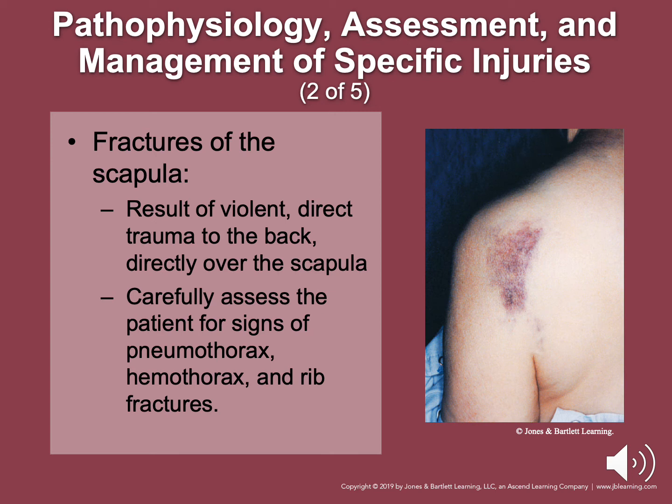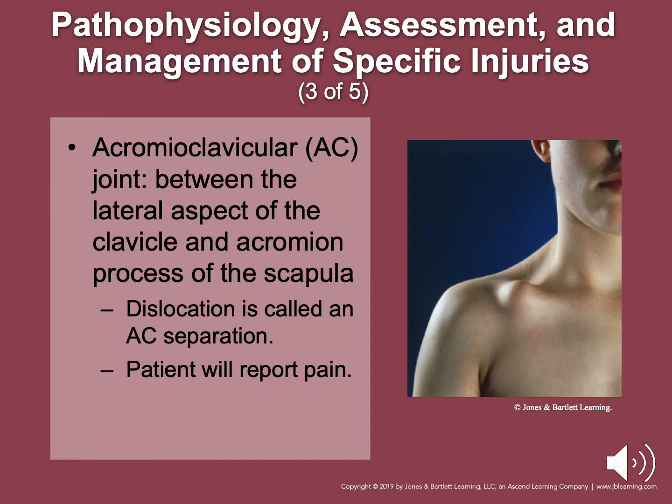The joint between the lateral aspect of the clavicle and the acromion process of the scapula is called the AC joint. It's frequently separated during football or hockey when a player falls and lands on the point of the shoulder, driving the scapula away from the outer end of the clavicle. Dislocation is often called an AC separation. The distal end of the clavicle will usually stick out, and the patient will report pain and point tenderness over the AC joint. Fractures of the clavicle and scapula and the AC separation can be effectively splinted with a sling and swathe.